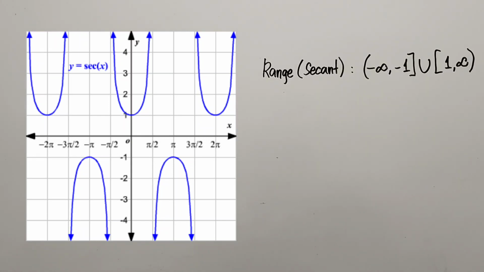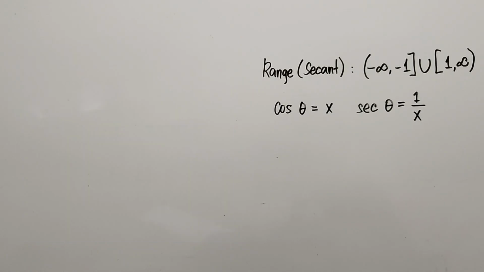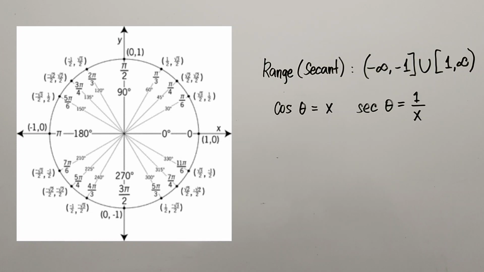That is the union of the set of points from negative infinity to negative 1, including negative 1, and from positive 1 to positive infinity, including positive 1. For the domain of the second function, if cos theta equals x, secant is the inverse of the cos theta. So we have secant theta equals 1 over x. There is now the restriction for our denominator. The secant is undefined when x is equal to 0. In this graph, x coordinate is 0 at pi over 2 and 3 pi over 2.